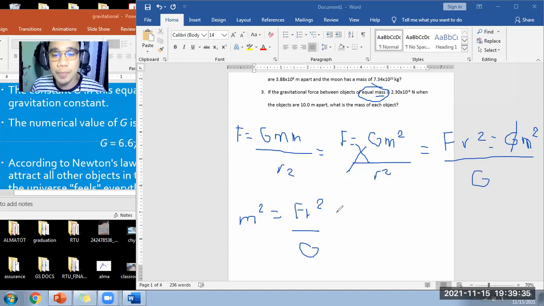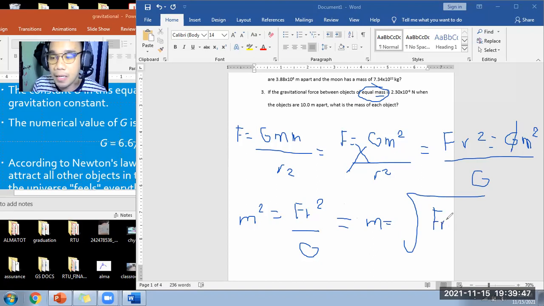So kailangan natin mass of each object. So magiging M is equivalent to the square root of F R squared over the gravity. So yan na yung maging formula natin. So i-apply nyo na lang yung given. So ang original formula natin is F is equivalent to G times M1 and mass M2 over r squared. So sabi dyan, equal mass sila. So naging formula natin is F is equivalent to G M squared over r squared.